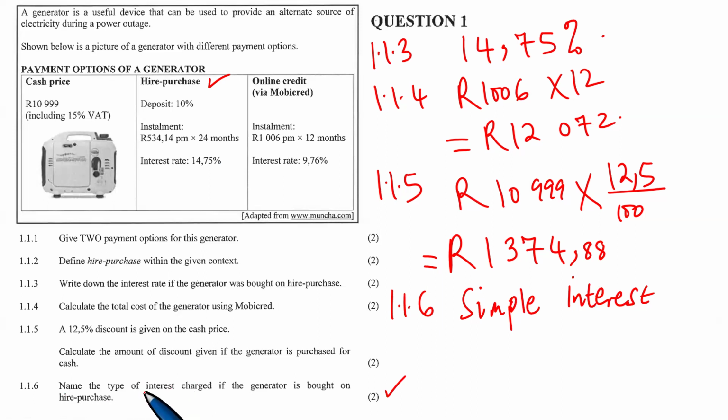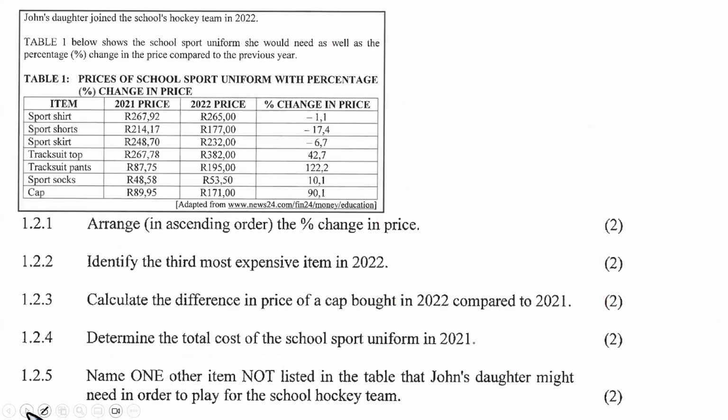Okay, let's move on to the next question. The next question is 1.2. In 1.2, we're saying John's daughter joined the school's hockey team in 2022. Table one below shows the school's sport uniform she would need, as well as the percentage change in the price compared to the previous year. Table one: prices of school sport uniform with percentage change in price.